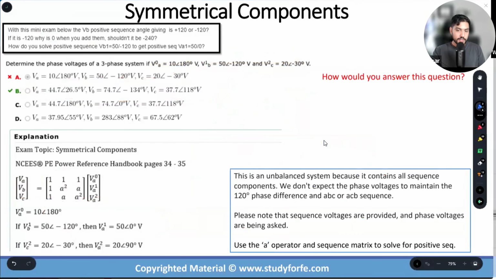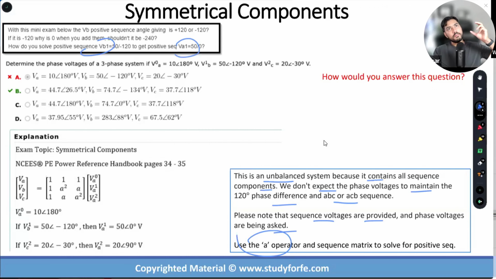So my response to the student is that this is an unbalanced system because it contains all sequence components. We don't expect the phase voltages to maintain 120-degree phase shift in ABC or ACB sequence, right? I explained the deal with the ABC and ACB. Please note that sequence voltages are provided and phase voltages are being asked. And in order to convert, going from VB1 to VA1, phase A to phase B, positive or negative, you have to use the A operator. And I've gone through several practice problems in the coursework explaining that if you're given a phase A positive sequence quantity, by using the A operator, you can figure out the phase B positive sequence and phase C positive sequence and so on.